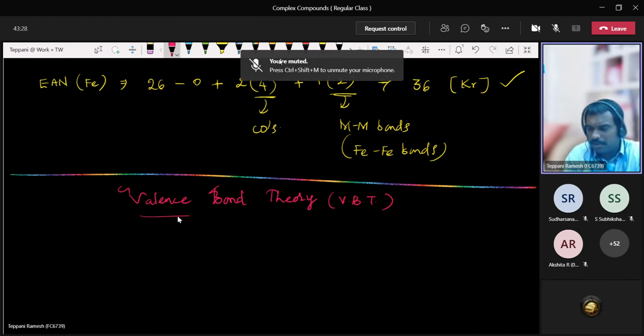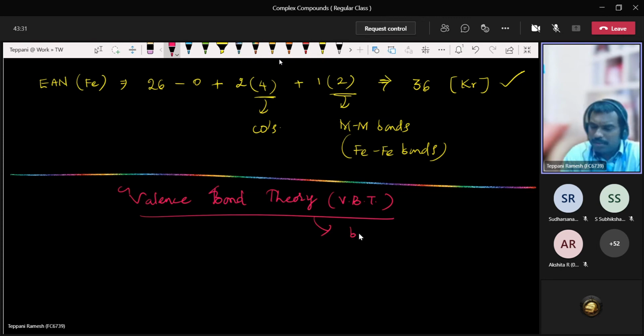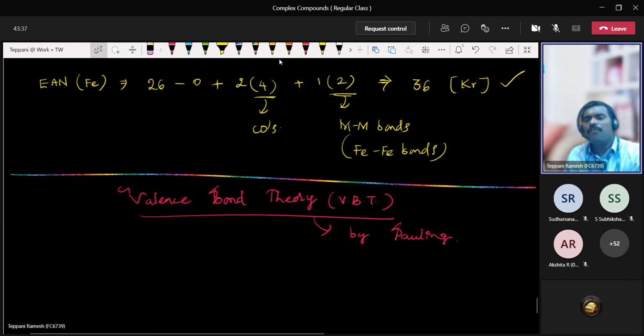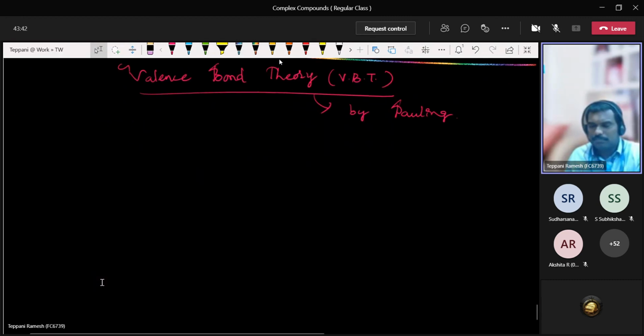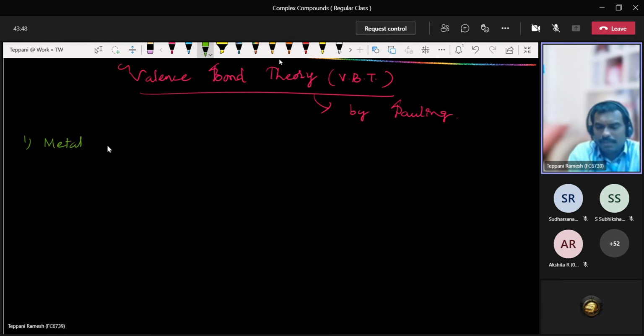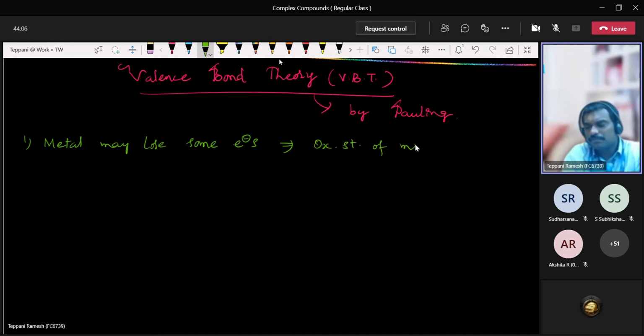VBT, given by Pauling. Some points to be followed. Metal may lose some electrons, which indicates the oxidation state of the metal. May lose, not compulsory.